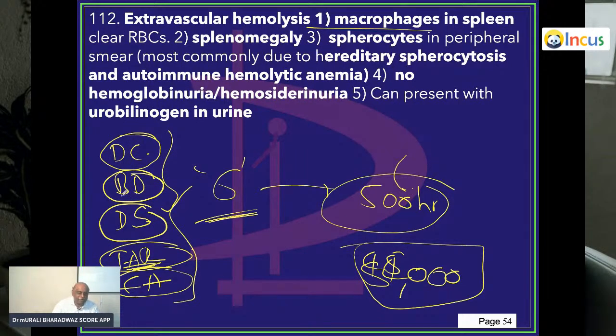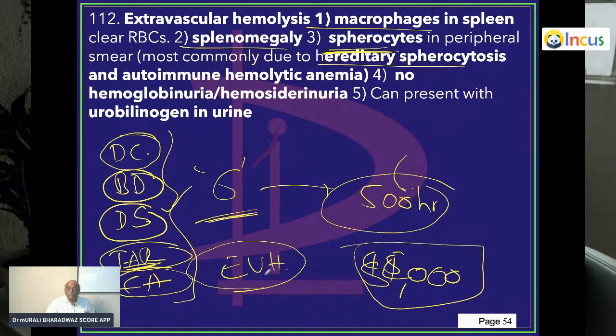Keep on revising. So, extravascular hemolysis occurs in the macrophages in the spleen. It leads to splenomegaly. And what do you find if the spleen is eating the RBCs? Spherocytes will be found. In hereditary spherocytosis, there is a lot of extravascular hemolysis inside the spleen. When the baby is born, he will have splenomegaly in hereditary spherocytosis. Right? And all his RBCs are getting broken down, and that breakdown of the RBCs will lead to hyperbilirubinemia.